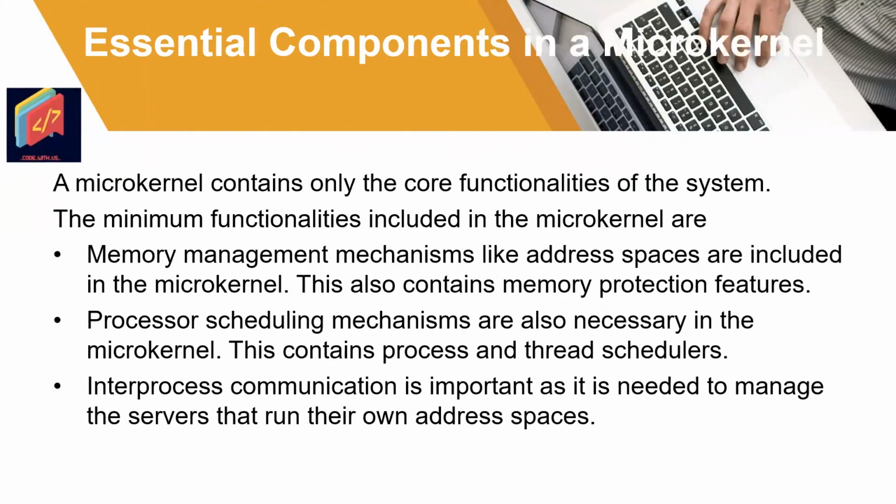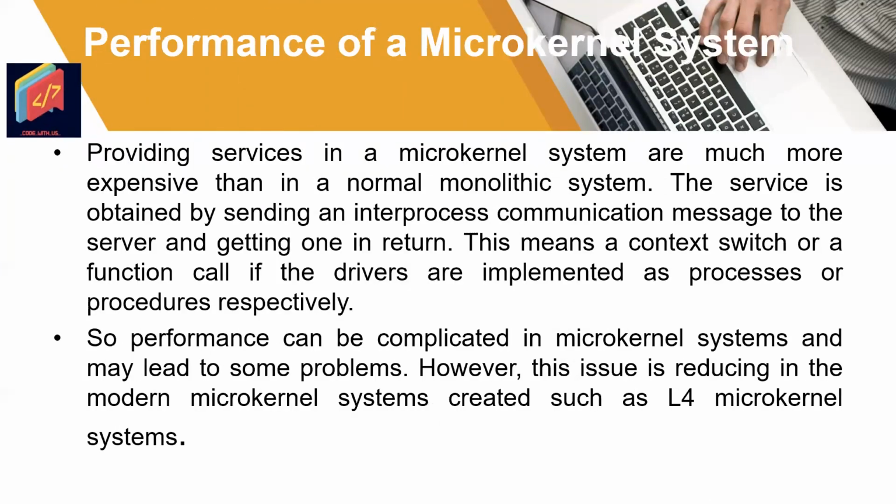Let's discuss the essential components. What are the main components used in a microkernel? A microkernel contains only the core functionalities of the system. The minimum functionalities included are, first, the memory management mechanisms, like address spaces, and this also contains memory protection features. Second, processor scheduling mechanisms are also necessary in the microkernel, containing process and thread schedulers. The third one is inter-process communication, which is important as it is needed to manage the servers that run in their own address spaces.